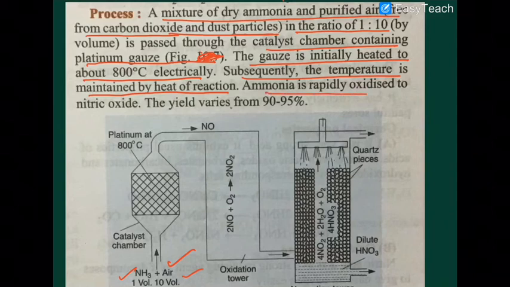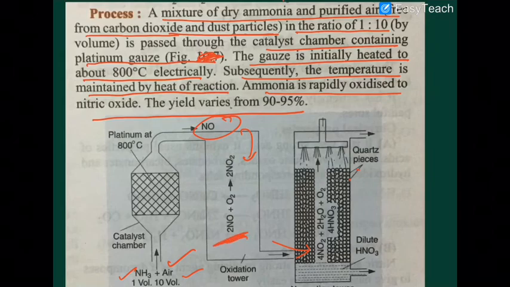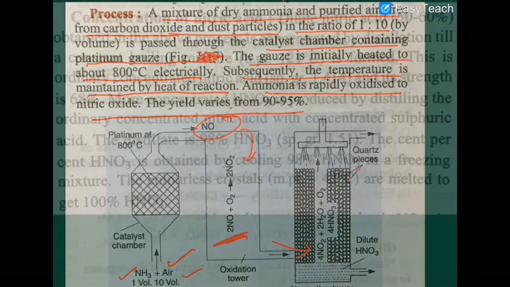So ammonia is rapidly oxidized to nitric oxide, and the nitric oxide obtained is then oxidized again by the oxygen of the air to NO2, and NO2 dissolved in water gives HNO3 plus NO again. The NO produced in this step is reused in the first step. Are you getting it in your mind?